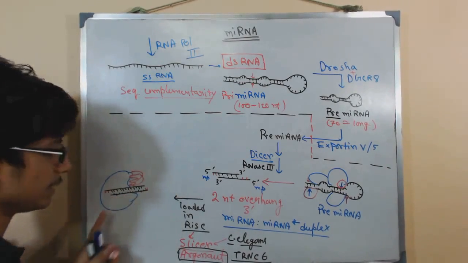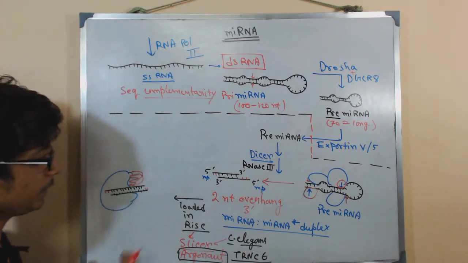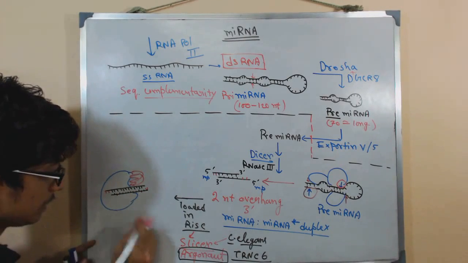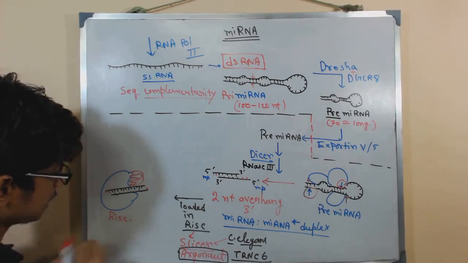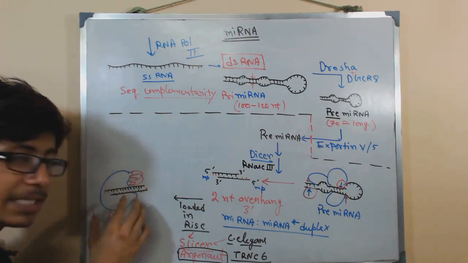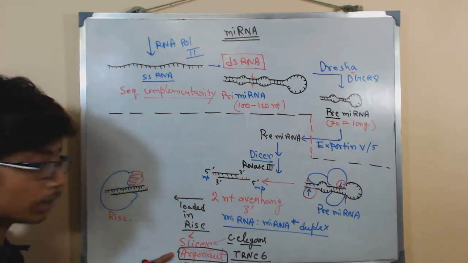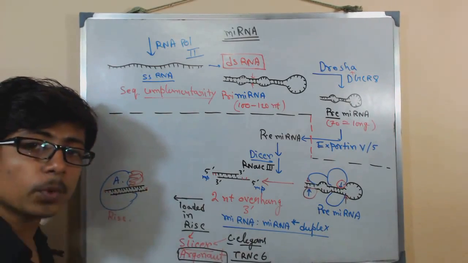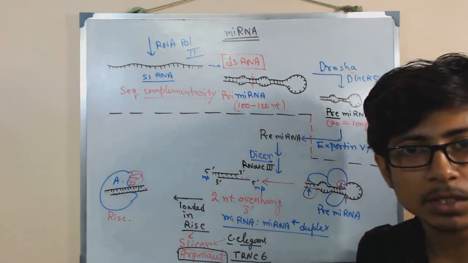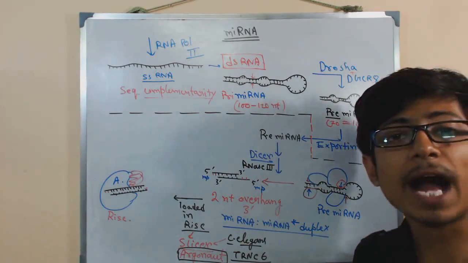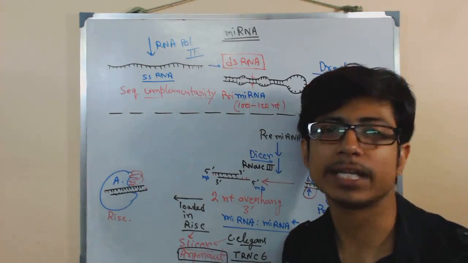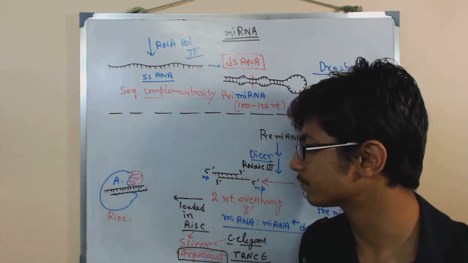After that, what will it do? Two overhangs are there. This is the actual processed miRNA, and this is the slicer. This is the RISC complex, whose major part is argonaute. This is the argonaute protein in blue color. Now this argonaute protein has two domains. One is called the PIWI domain, which has RNase H activity, which will break down single-stranded RNA.